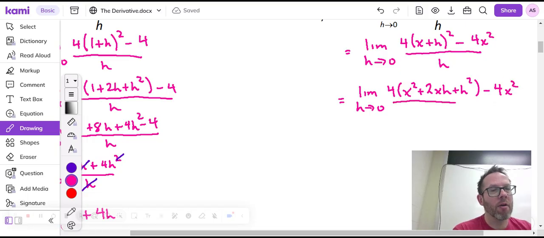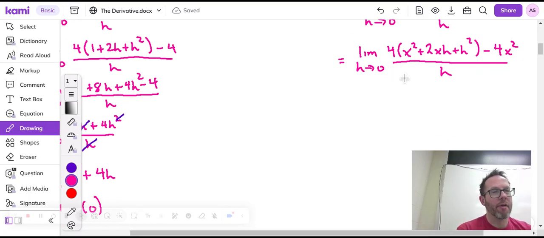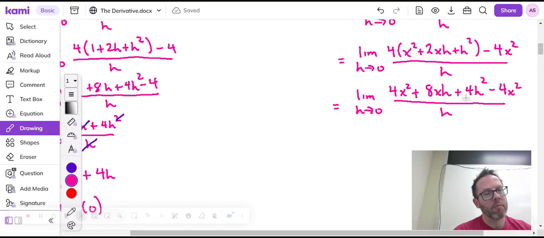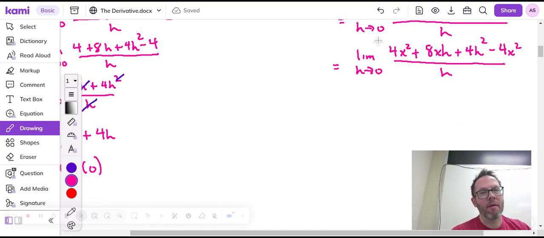Minus 4x squared all over h. Same process, right? Just a few more variables in there. Let's distribute the 4 this time. So we'll have 4x squared plus 8xh plus 4h squared minus 4x squared over h. Guys, the same thing that happens all the time is happening again. Everything that doesn't have an h in it is going to go away on the top. 4x squared minus 4x squared is equal to 0.